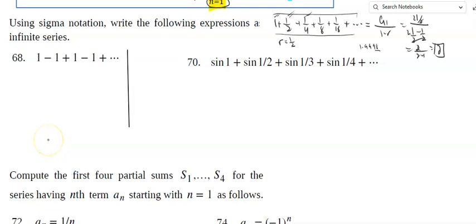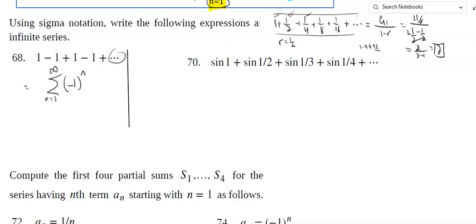So, using sigma notation, write the following expression as an infinite series. This is the series n equal 1 to infinity. And you really want to get used to this alternating business because it's going to come up toward the end of this chapter and heavily in the next chapter. Anytime I see a sequence that is alternating, I take -1 and raise it to the n power.